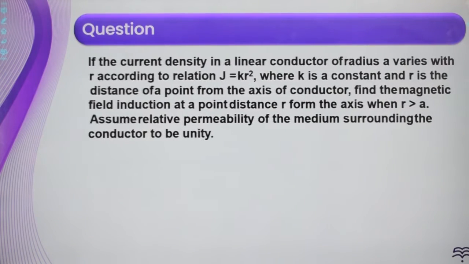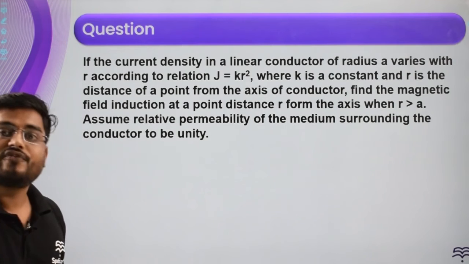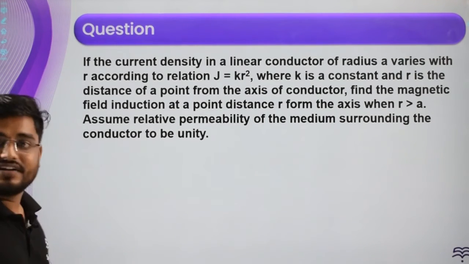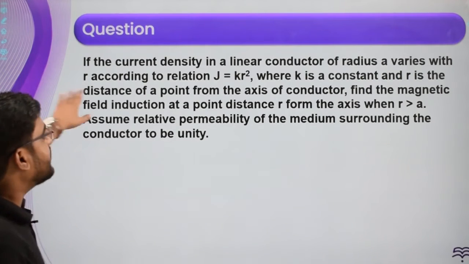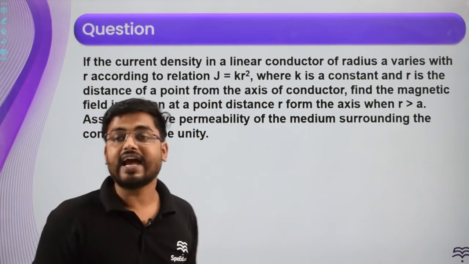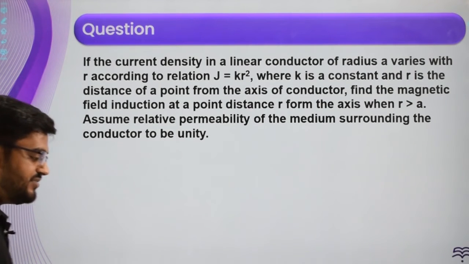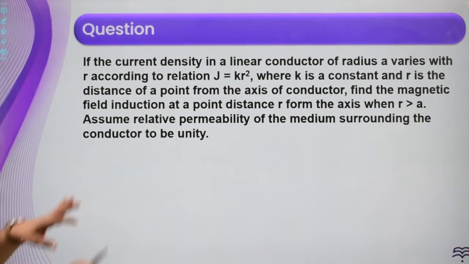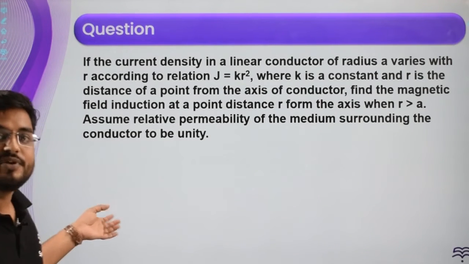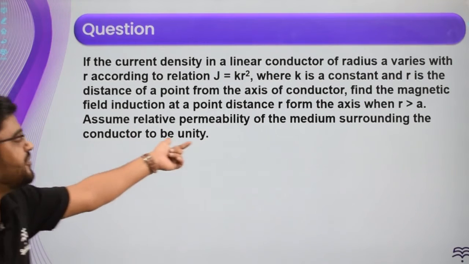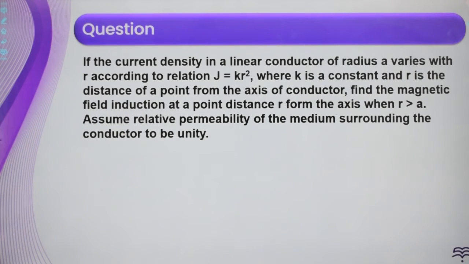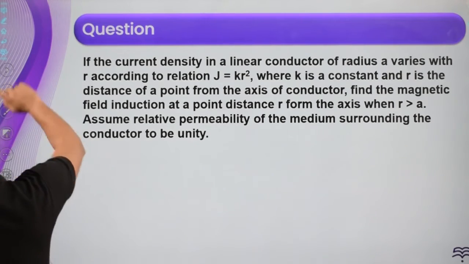Now we have a question. This question says, if the current density in a linear conductor of radius A varies with R according to the relationship J equal to KR square, where K is a constant and R is the distance of a point from the axis of the conductor, find the magnetic field induction at a point at a distance R from the axis when R is even greater than A. A is the outer radius, and inner radius is 0 because we are talking about a conductor. Assume relative permeability of the medium surrounding the conductor be unity. So basically it is free space only.